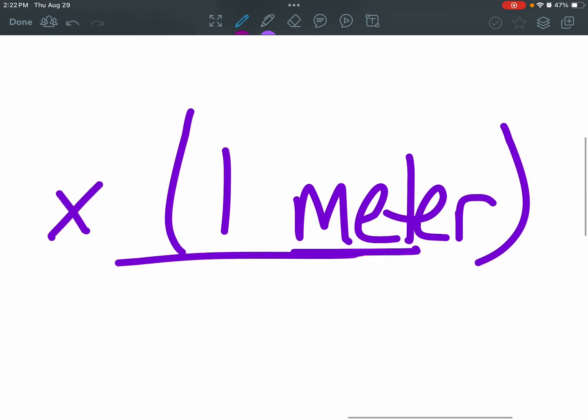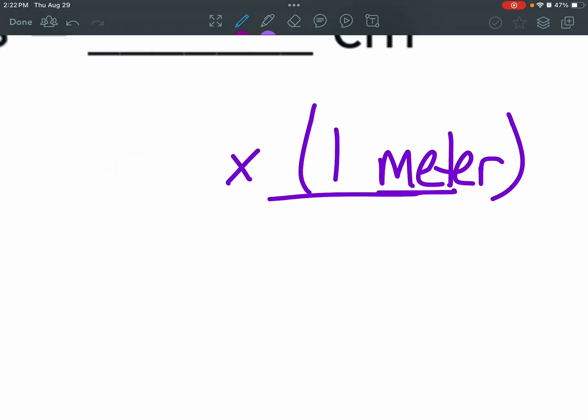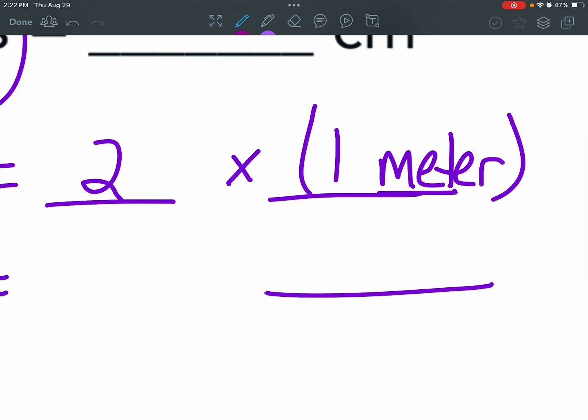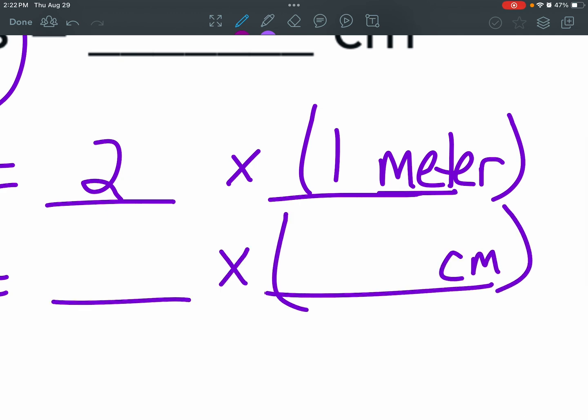Well, this right here, I call it my conversion factor. It is what we are converting. And we are converting meters into centimeters in this situation. So this one's going to be centimeters. And we said that 100 centimeters equals 1 meter. And I'm going to keep the 2 the same. So that goes right here.